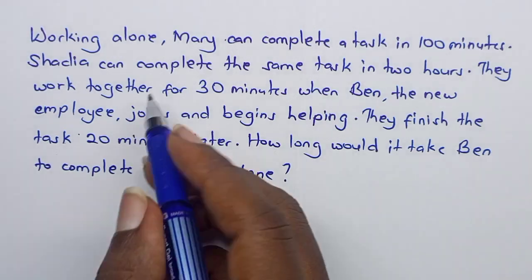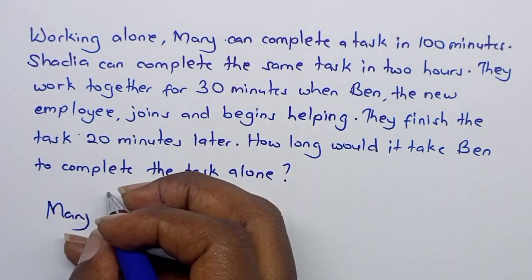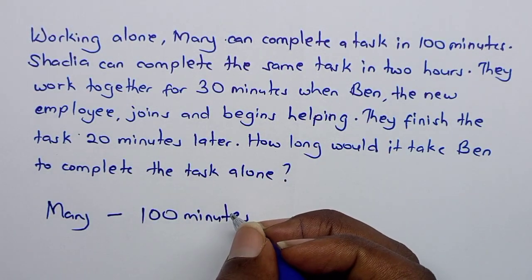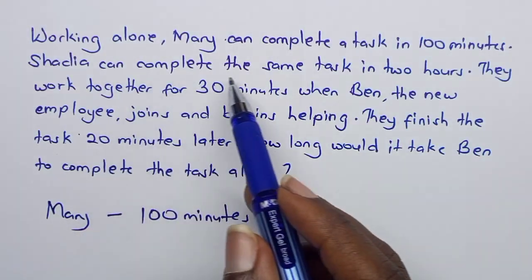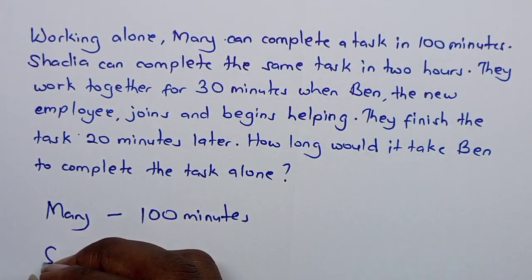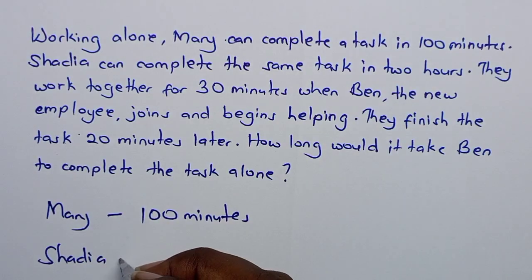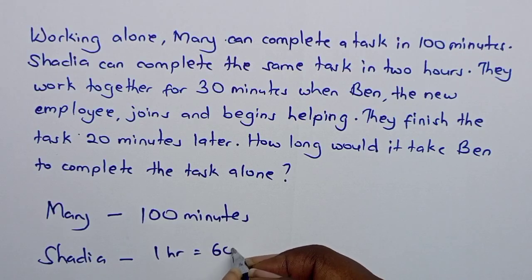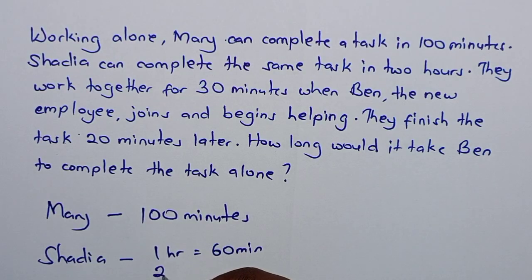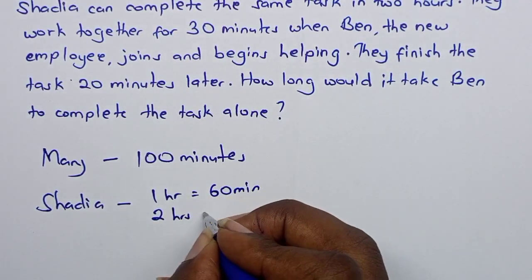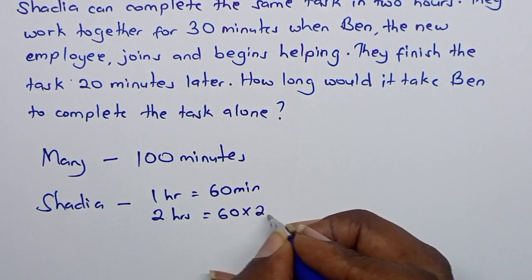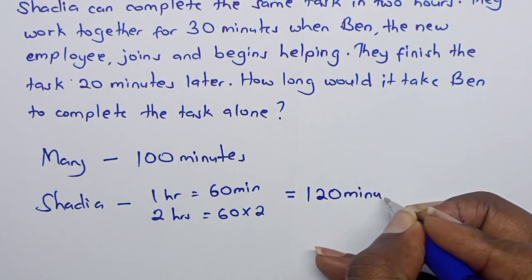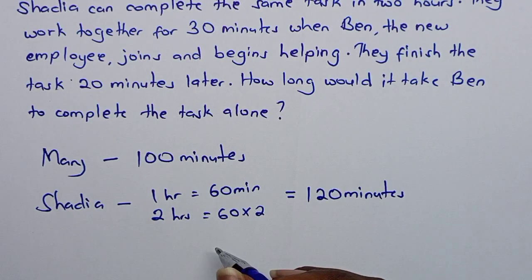So Mary takes 100 minutes to complete the job. Then Shadia takes 2 hours. So for Shadia, we know that 1 hour is 60 minutes. Therefore, 2 hours will be 60 times 2, which is equal to 120. So Shadia takes 120 minutes to complete the whole job.